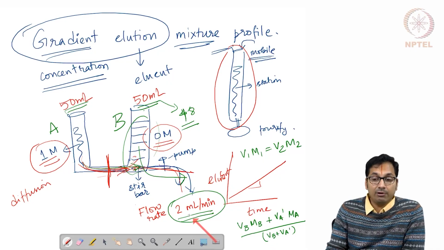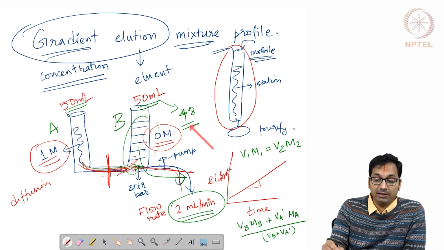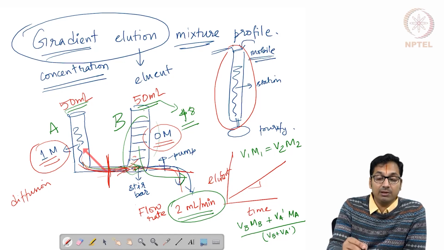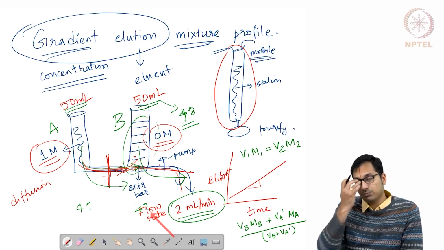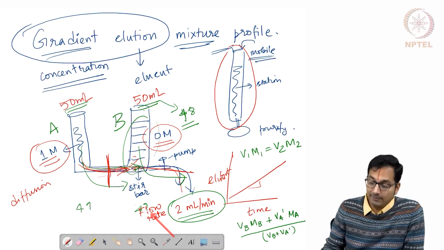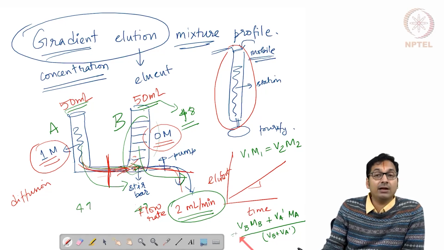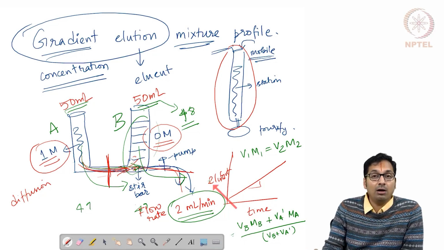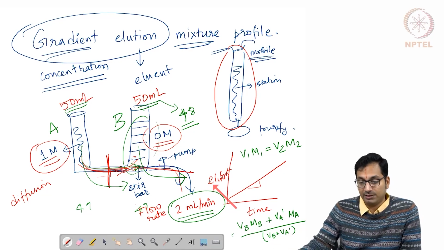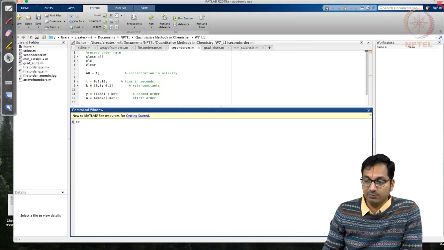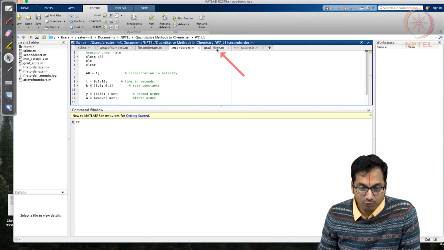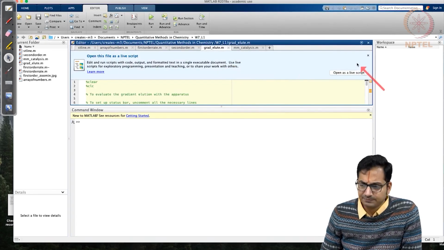Remember, when 2 ml flow rate happens, when it goes from 50 to 48, 1 ml in this simulation will flow from here to here so as to keep the volumes 49 and 49 ml respectively, because water will always try to be at an equal level. So by doing this simulation, one can try to understand how long or how much can be done. So that is what we are going to be simulating. It's a very simple first order simulation. So let me open the gradient elute simulation.